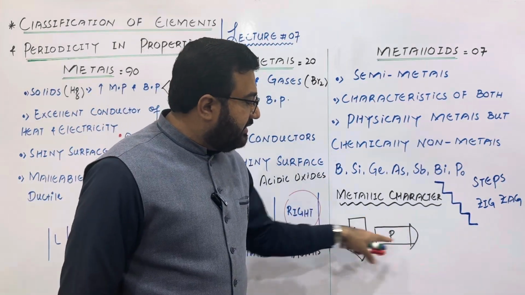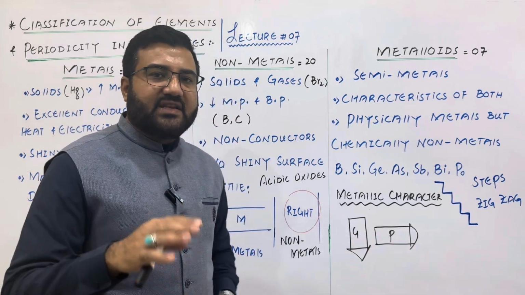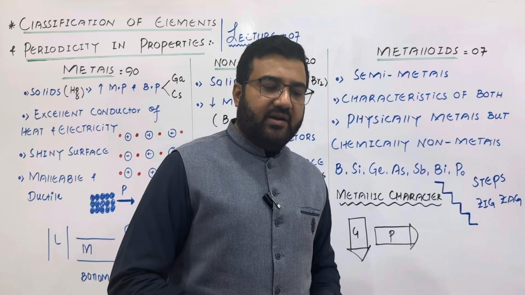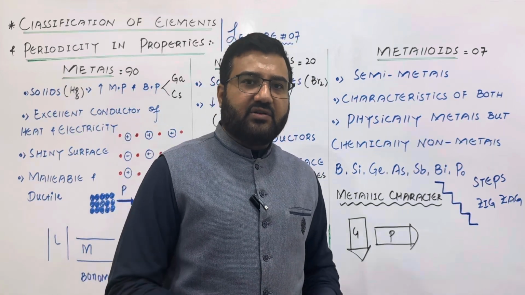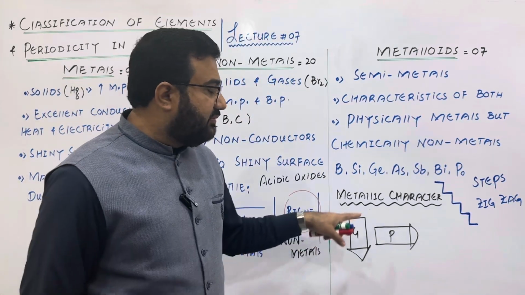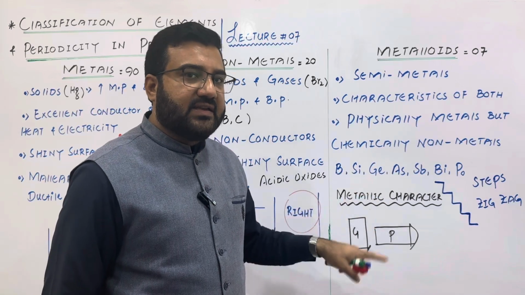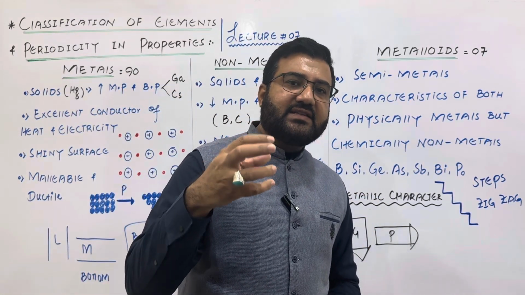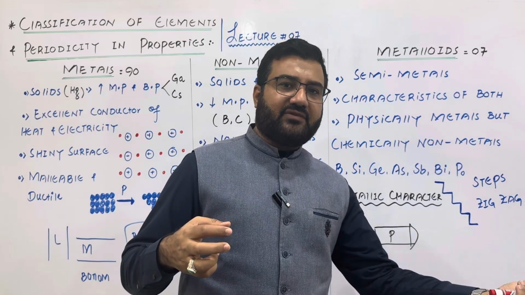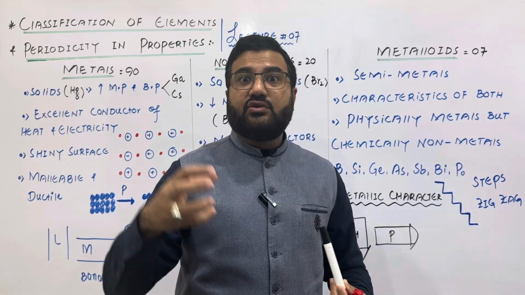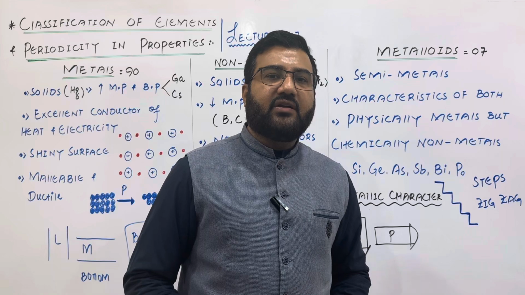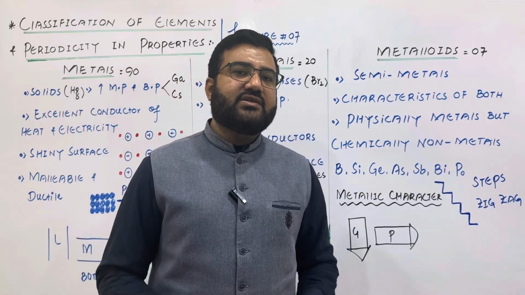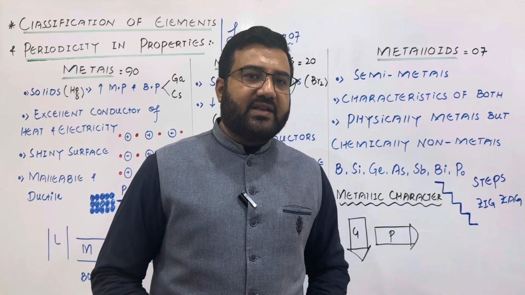And when you move along a period, the atomic size decreases, due to which the nuclear attraction on the valence electron keeps on becoming stronger and stronger, due to which the ability to lose electrons decreases and the metallic character also decreases. So you will see the strongest metals on the extreme left of the periodic table and the strongest non-metals on the extreme right. The strongest metal is cesium, and the strongest non-metal of the periodic table is fluorine.